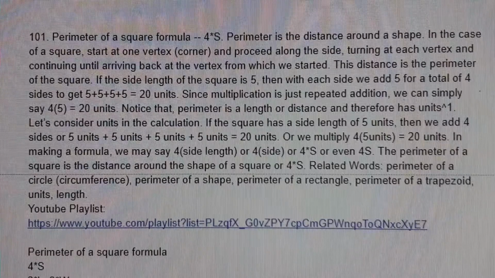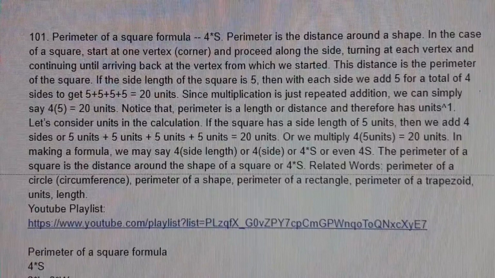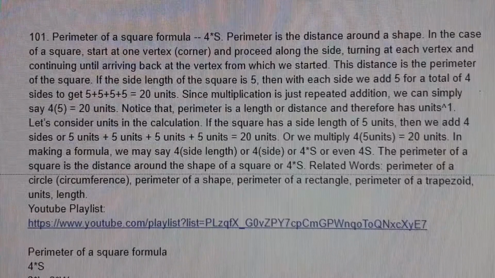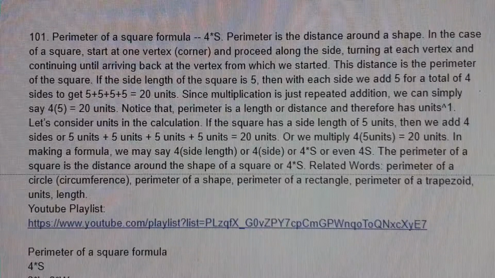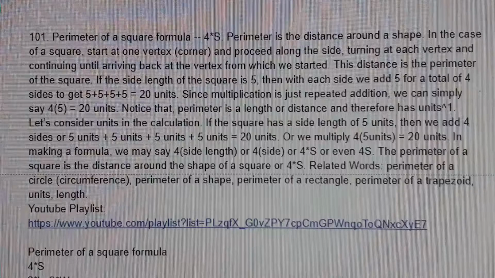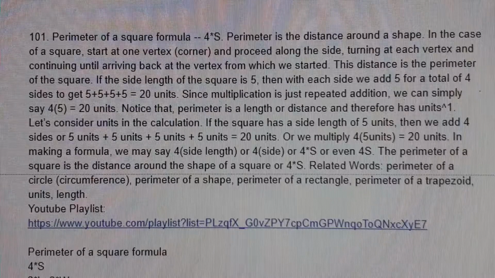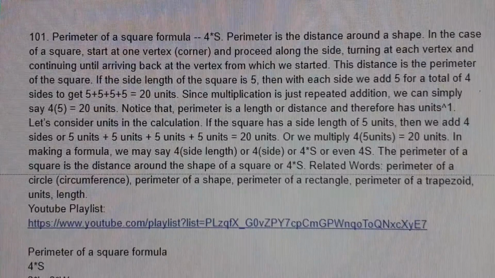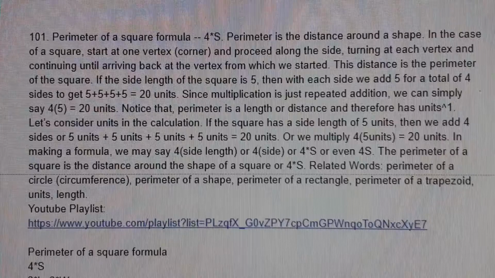If the side length of the square is 5, then with each side we add 5, for a total of 4 sides, to get 5 plus 5 plus 5 plus 5, which equals 20 units. Since multiplication is just repeated addition, we can simply say 4 times 5 equals 20 units. Notice that perimeter is a length or distance and therefore has units to the power 1.